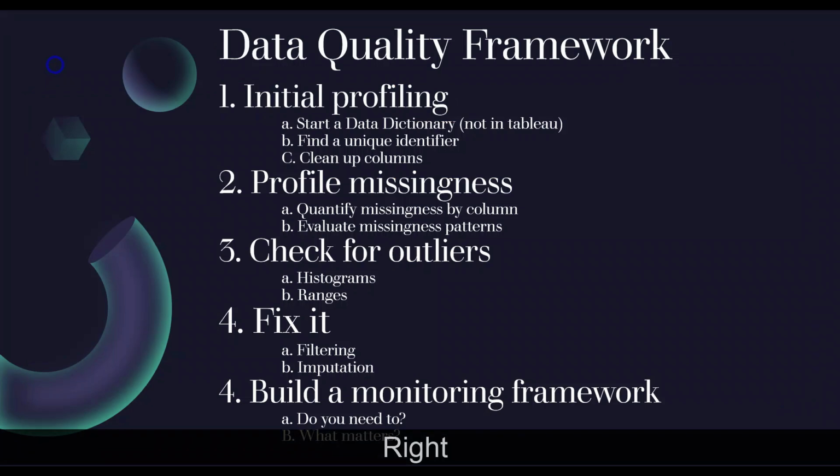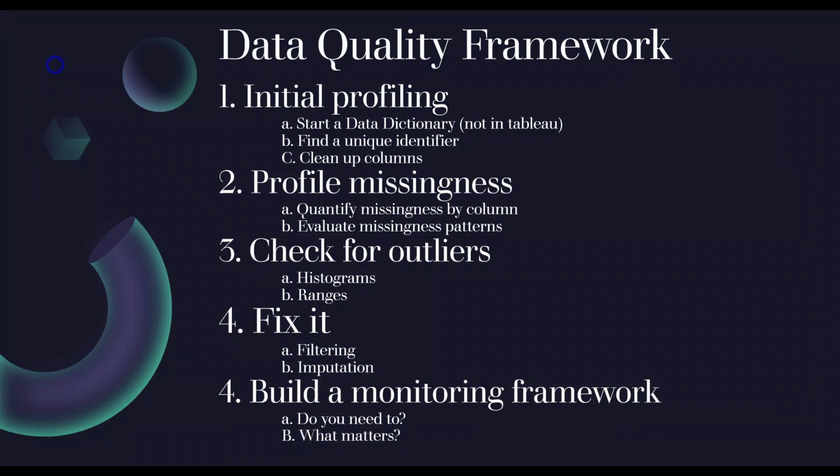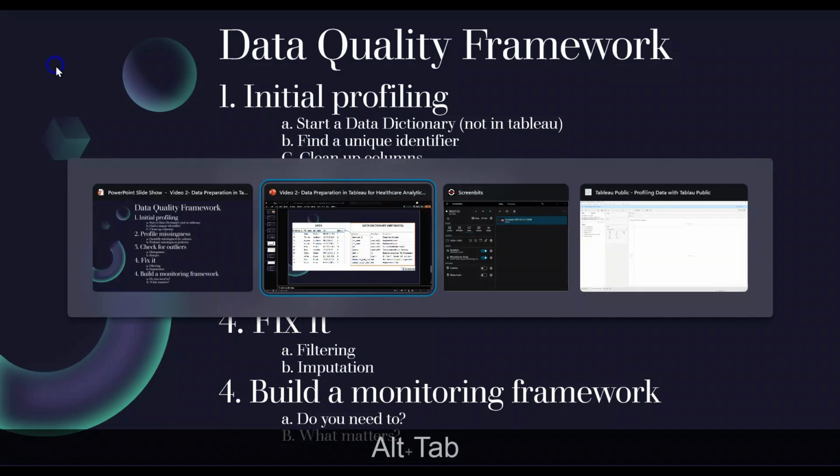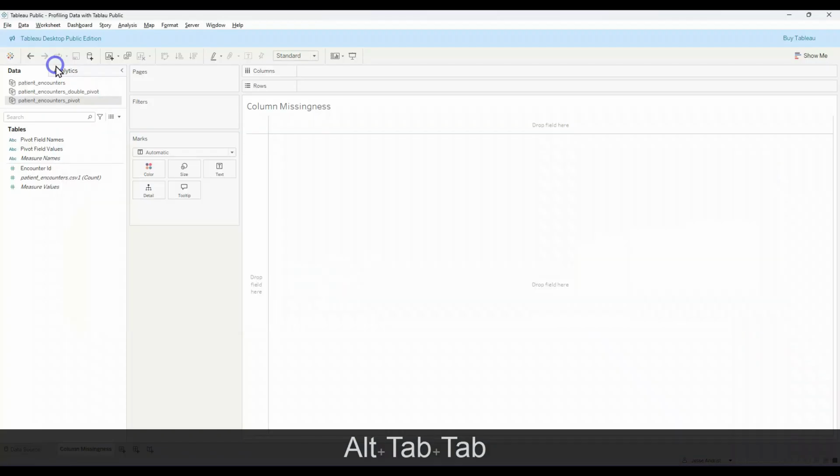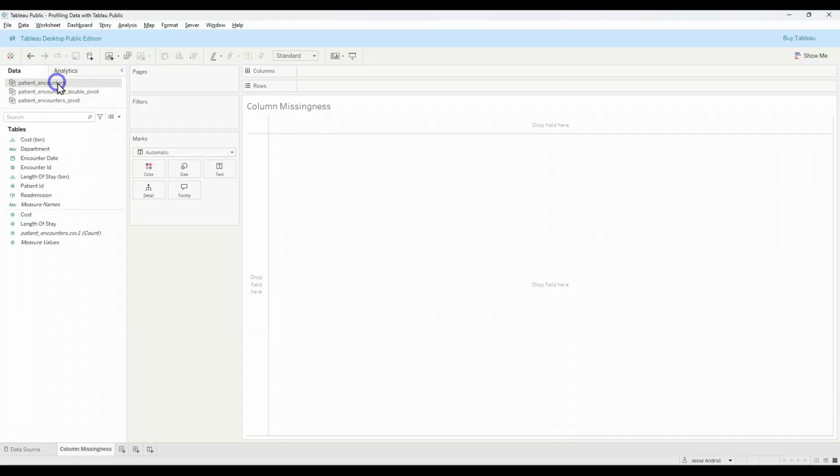After you've got a data dictionary started, your task is to find a unique identifier. Figure out what it is in your dataset that actually makes each record individually unique so that there are no duplicates. In our dataset, because I created it, I know a little bit about this. The thing that makes it unique is the encounter ID.